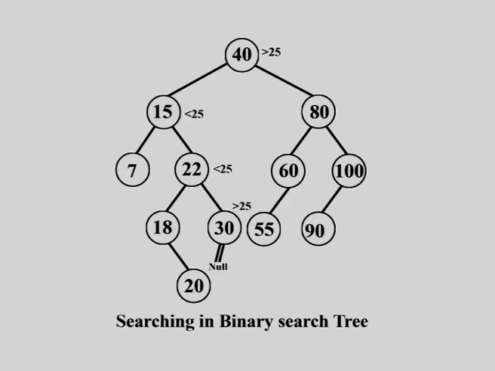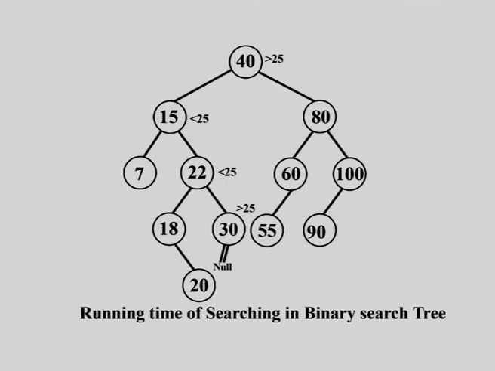But as shown in the tree, the left child of 30 does not exist. So we stop our search and declare that the desired element 25 does not exist in this binary search tree. The search operation in binary search tree is very efficient and it depends upon the height of binary search tree.